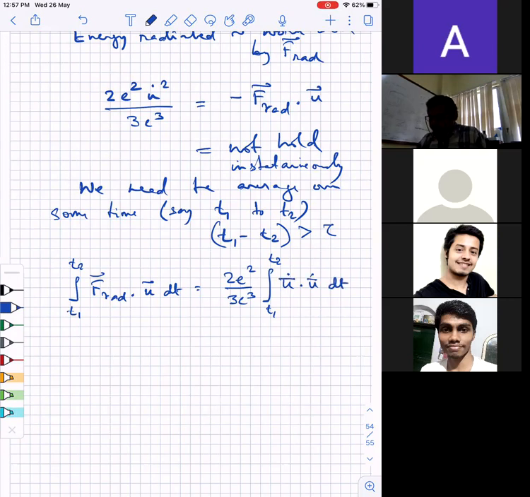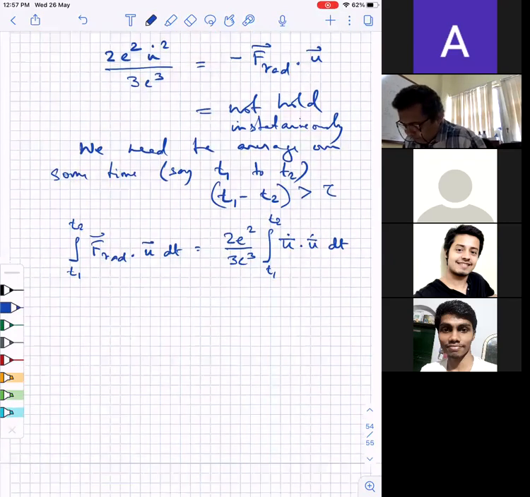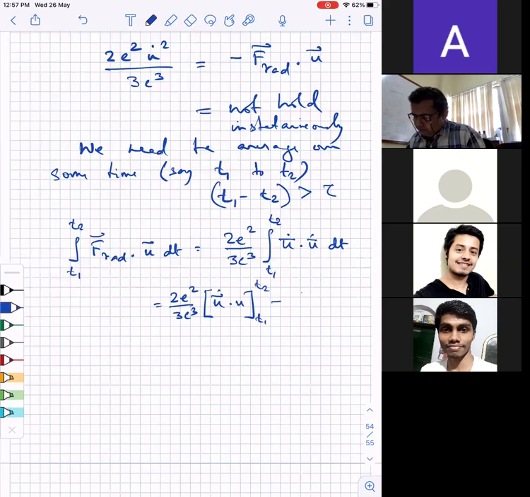Now I can do this right hand side integral by parts. So if I do this right hand side integral by parts, then it becomes 2e squared by 3c cubed. There will be the first part, which is basically a dot u from T1 to T2, minus the integral from T1 to T2, where you have a u double dot u.